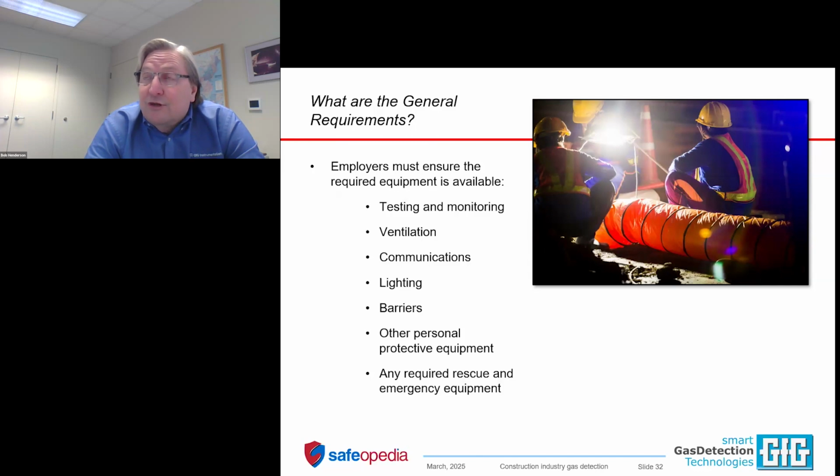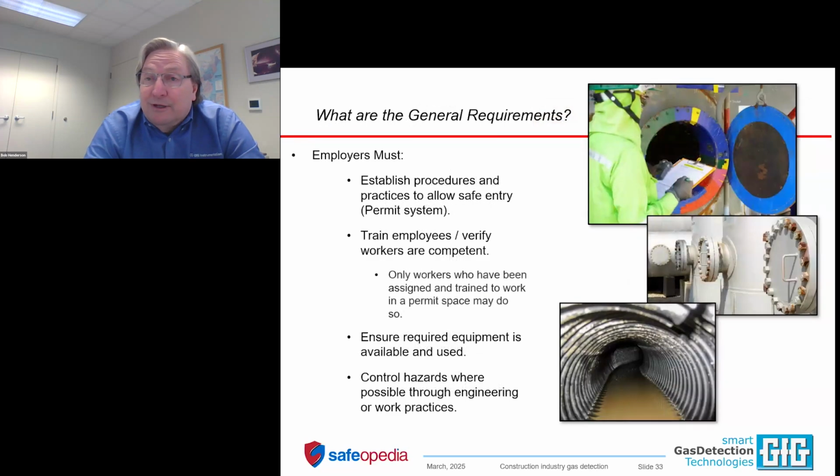Employers need to make sure that all of the required equipment is available to workers involved with the entry. That, of course, includes the testing and monitoring and ventilation equipment, but also anything else that might be necessary, including communications, lighting, barriers, other PPE, and, of course, rescue equipment, if needed. Employers need to establish procedures and practices.